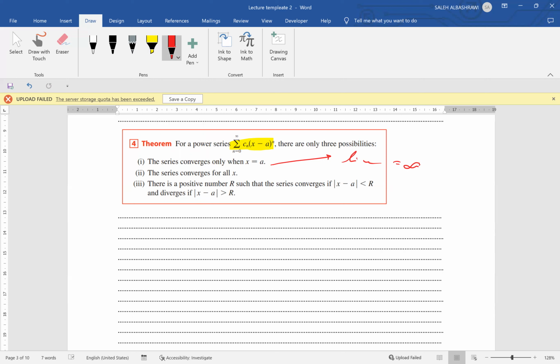The second case: if the limit is equal to 0, then we can say the series converges for all x. And the third case is when the limit is equal to L multiplied by |x minus a|. In the third case, we'll find some positive r for which the series is convergent if |x minus a| is less than r, and if it is greater than r, then the series will be divergent. To give more detail about these cases, let's have some examples.